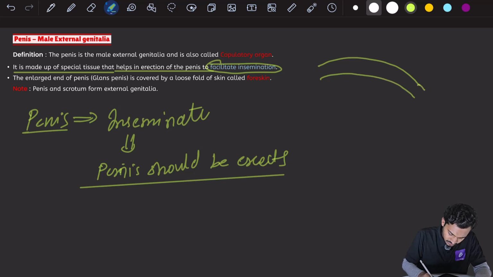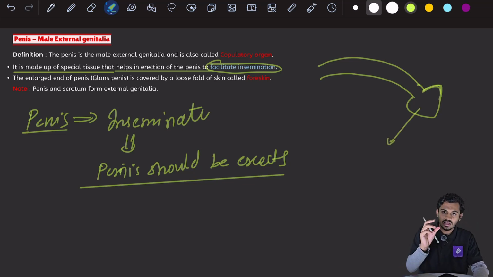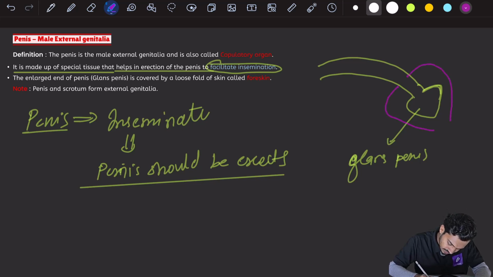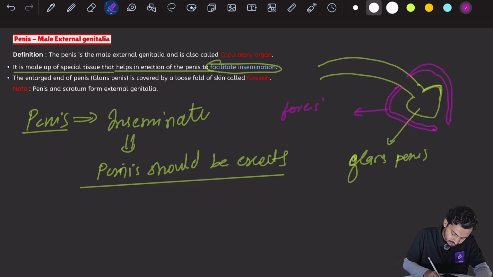Understood? Now see here. So if this is penis, so the end part of the penis is enlarged. So this enlarged end of the penis is called as glans penis. Now this glans penis is covered by a fold of skin. तो आप देख सकते हैं जो पर्पल कलर है, this is a fold of skin. So the glans penis is covered by a fold of skin. This is called as foreskin.